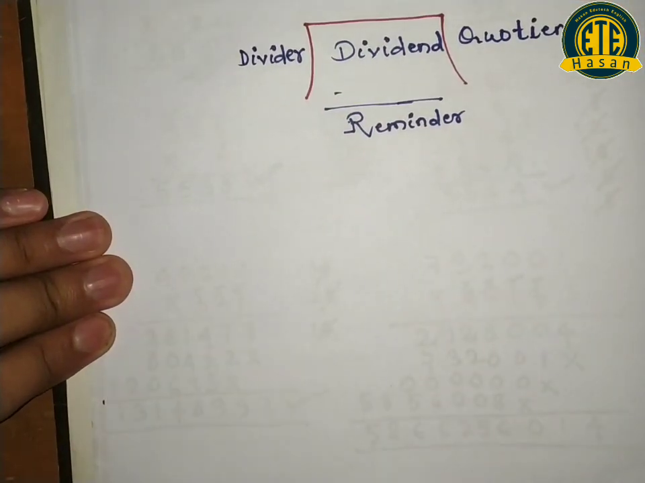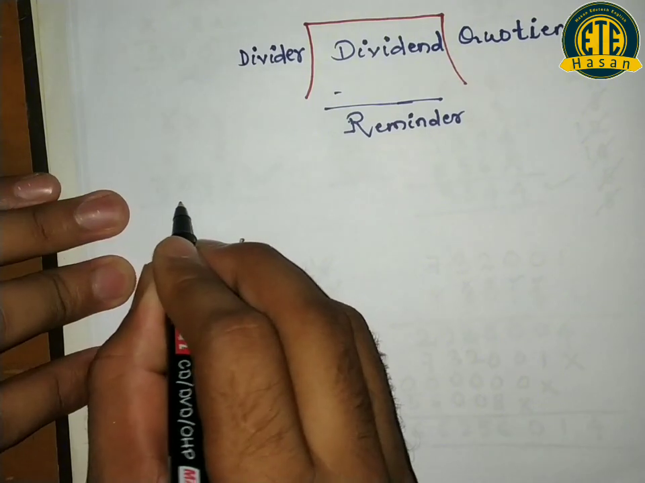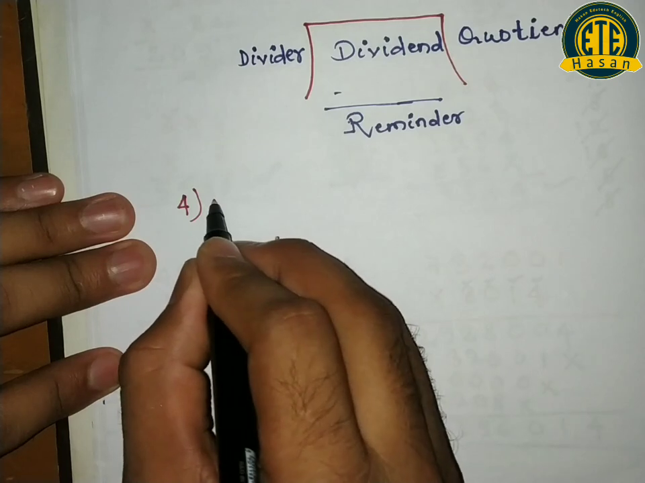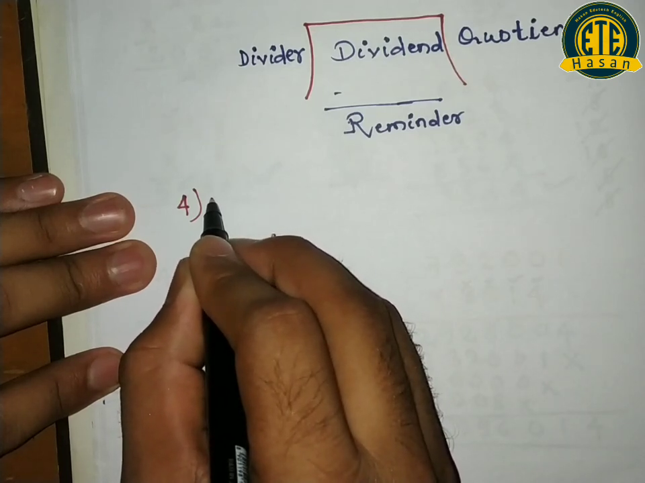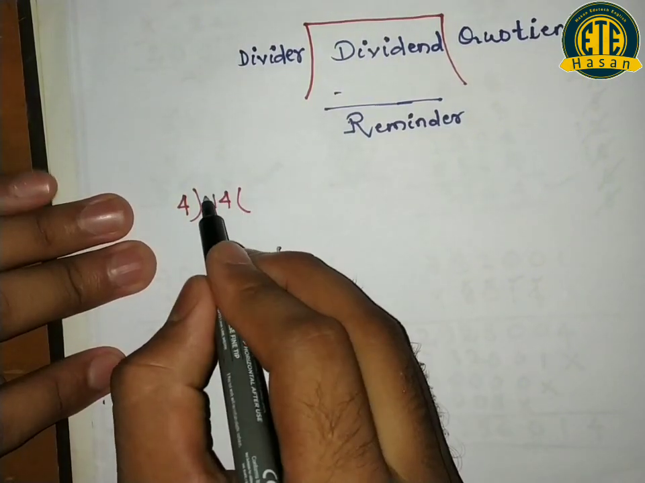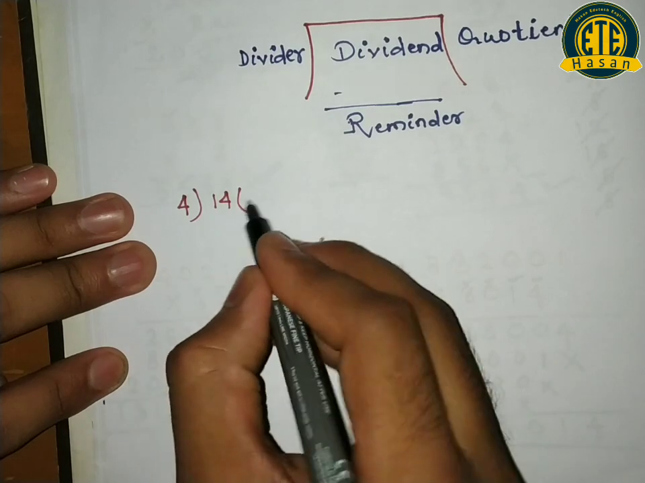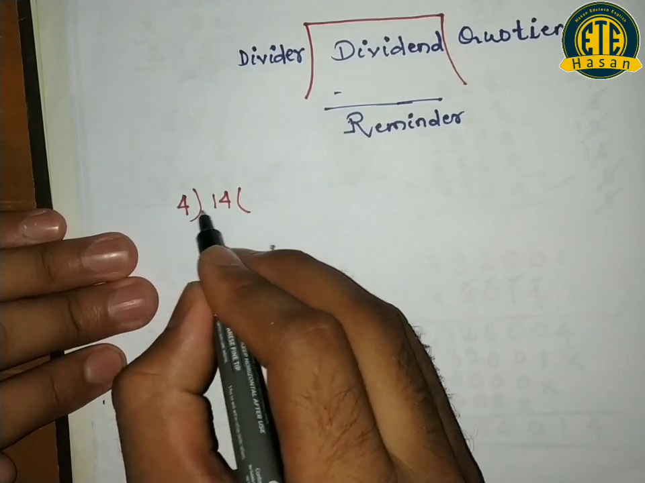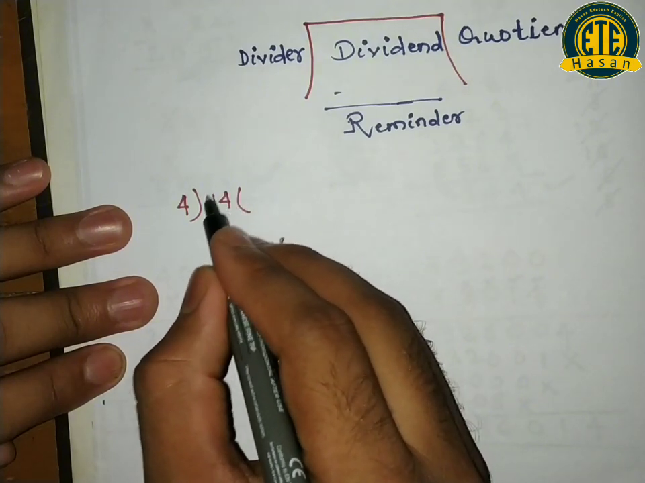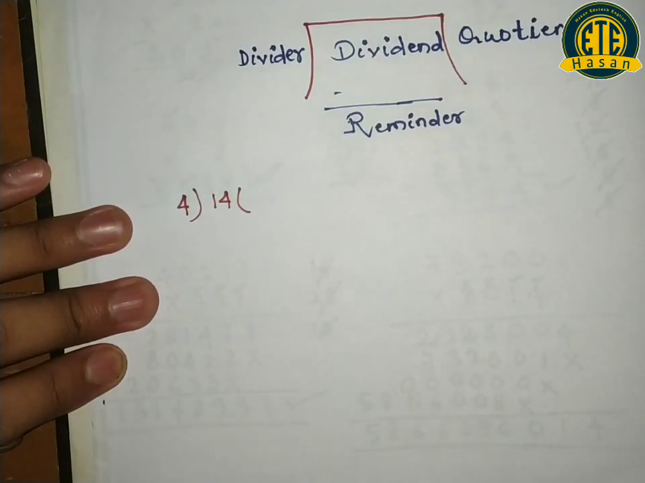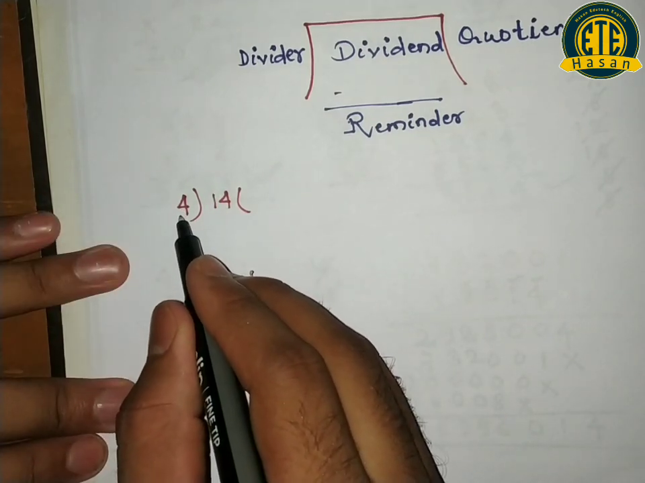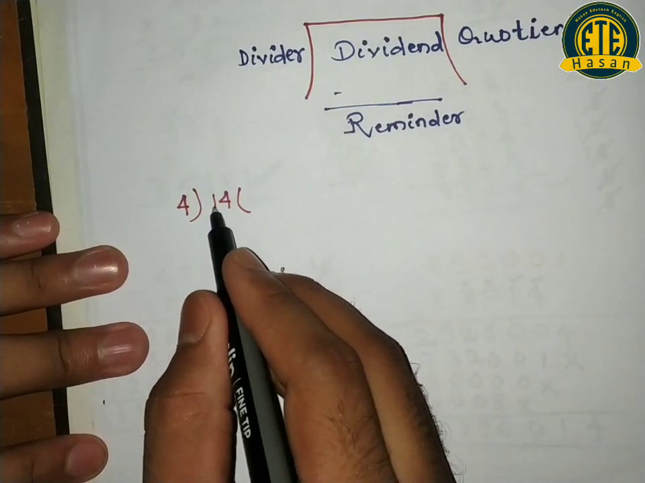Take an example like 4 dividing 14. We have to divide 14 by 4. First I will take the first digit of this dividend. Here the first digit is 1, and if we count 4, one time is greater than 1, so I can't divide 1 by 4.